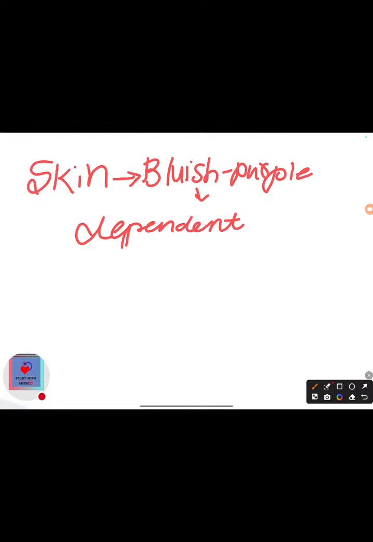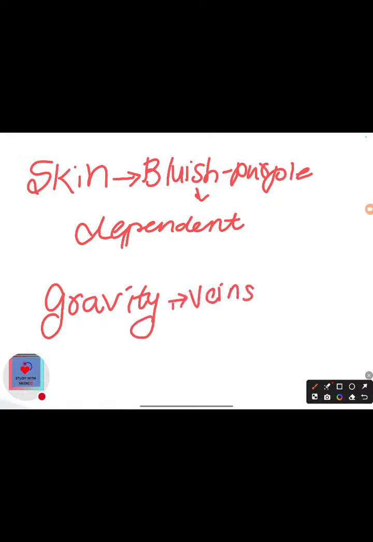As a result of stagnation and collection of blood in capillaries and veins due to gravity. Due to gravity, there is a collection of blood in veins and capillaries. Because of that, in the dependent part of the body, there is a bluish purple discoloration.